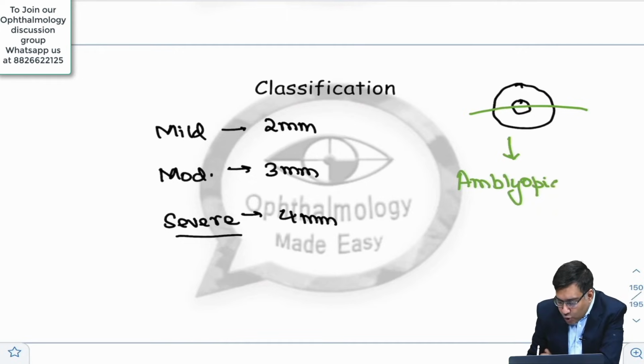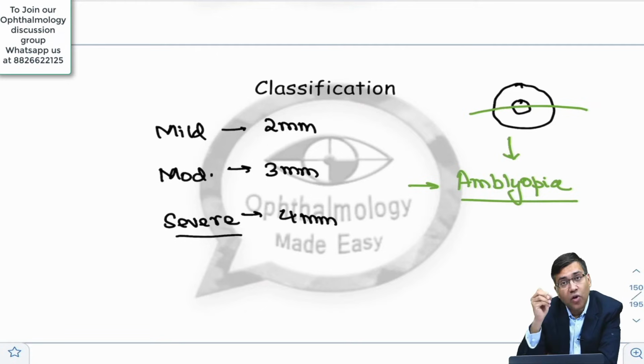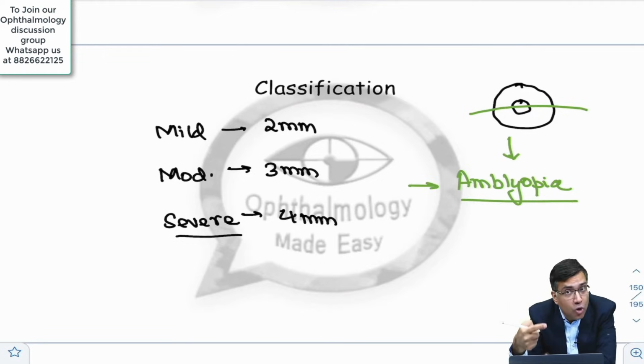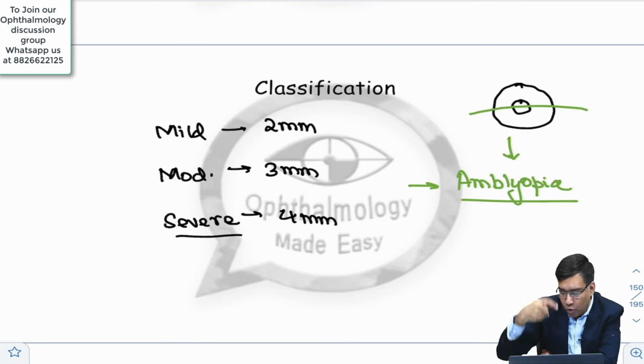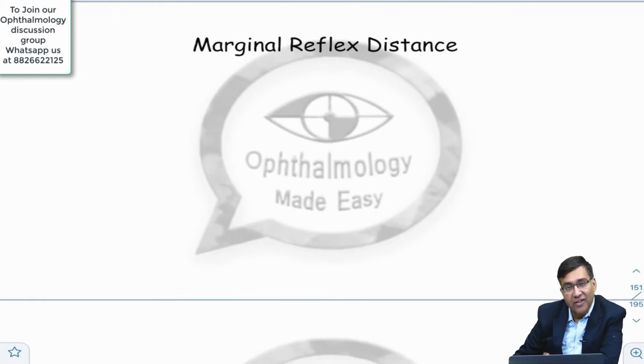So definitely you may wait for surgery in a patient with mild ptosis, but in a patient with severe ptosis, your threshold for doing a surgery would be low, because we do not want this patient to go into amblyopia. Okay. Now we have a term which is called marginal reflex distance.